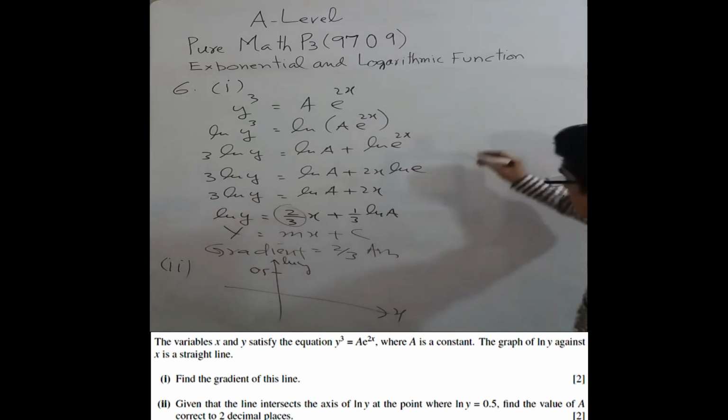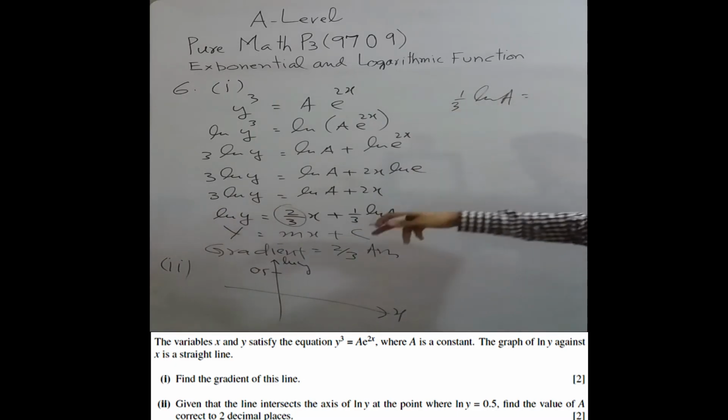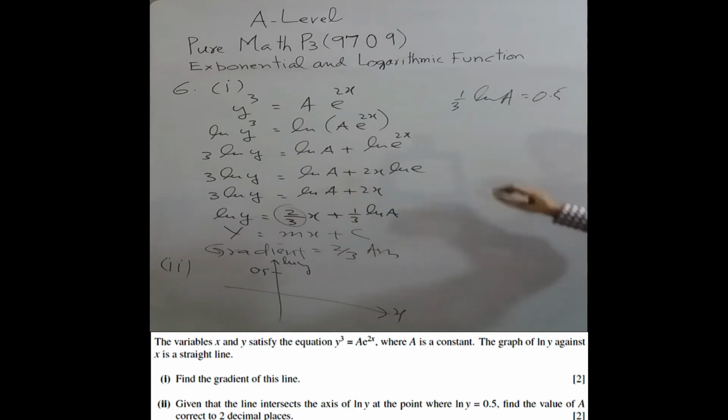So your y-intercept is 1 over 3 ln a and this is equal to, given in the question, 0.5. From here you have ln a is equal to 0.5 times 3, this is 1.5. And from here a is equal to e raised to the power 1.5. If you find this answer, it will be 4.48.